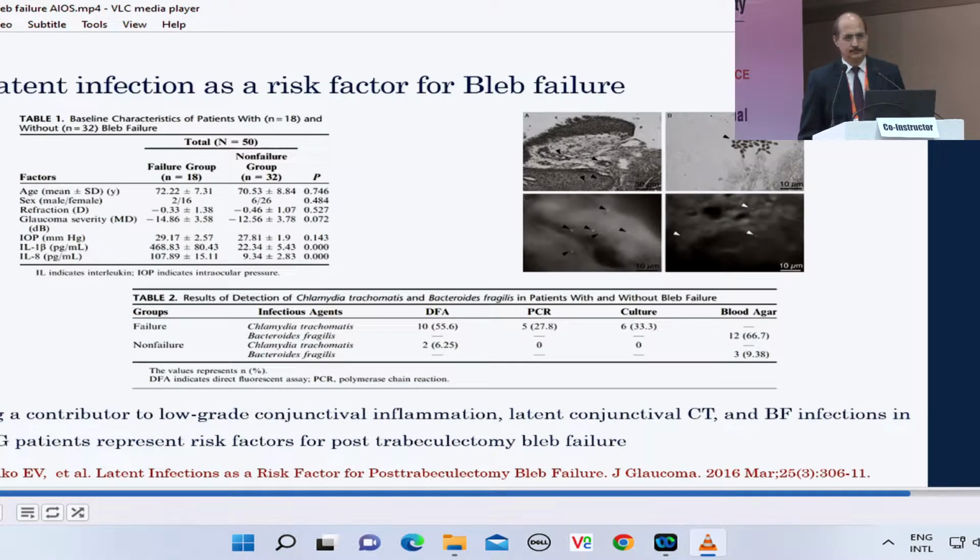And this was another interesting article which found that the latent infections caused by Chlamydia trachomatis and Bacteroides fragilis were significantly high in the patients who developed bleb failure compared to the other patients who did not have bleb failure. So these low-grade infections in the POAG patients may present as a risk factor for post-trabeculectomy bleb failure.